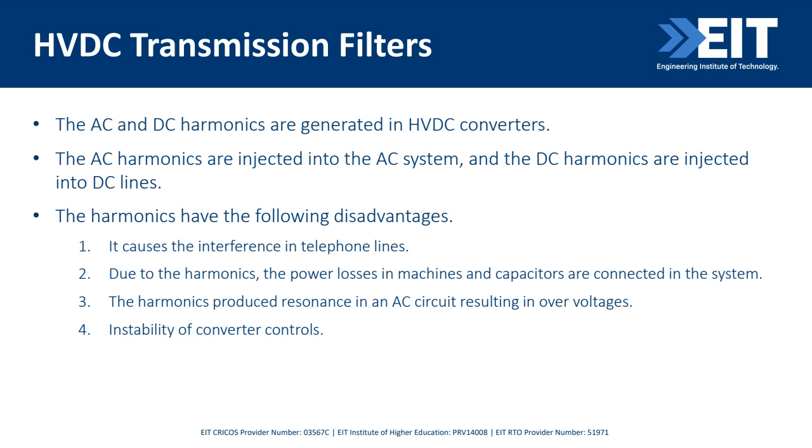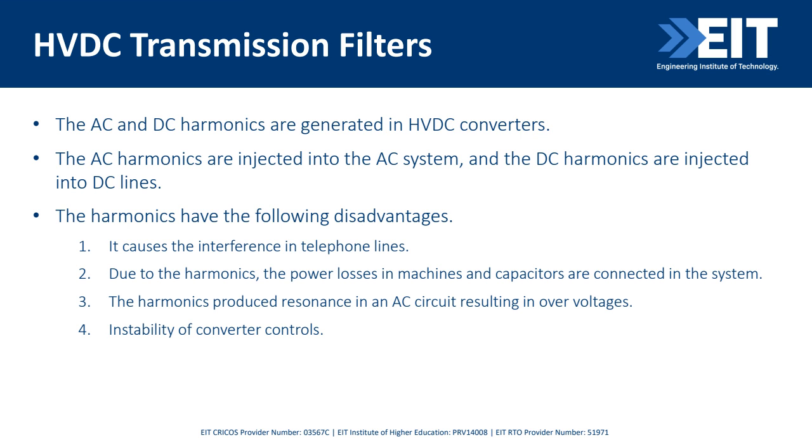There are two types of filters, as we just saw, the AC filters and DC filters. AC and DC harmonics are generated in HVDC converters because of the switching. So that's one drawback of switching to convert one type of power to another type, that it can sometimes introduce harmonics. AC harmonics are injected into the AC system and DC harmonics are injected into DC lines.